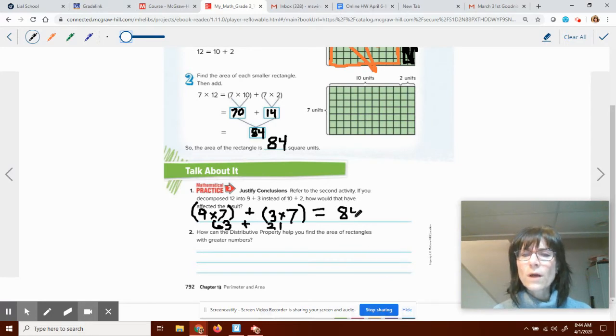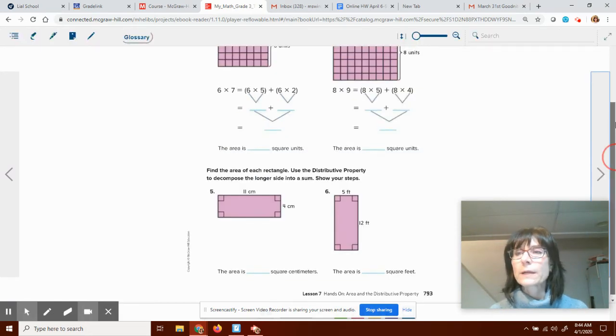It was a little more difficult, though, to add because it's much easier when we use our 10s. 10s are your best friend. Zeros are heroes. How can the distributive property help you find the area of rectangles with greater numbers? Well, what we did there was just 12 times 7. But let's say we would have numbers that are much greater, like 58 times 22. Well, 58, if I do 50 and 8 and distribute in that way, it'd be much easier. And so think of it outside the box of how you might use this distributive property.